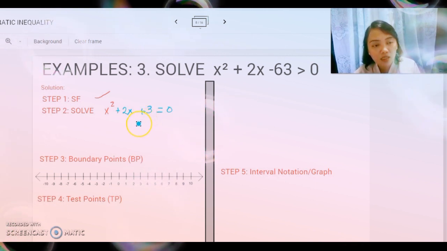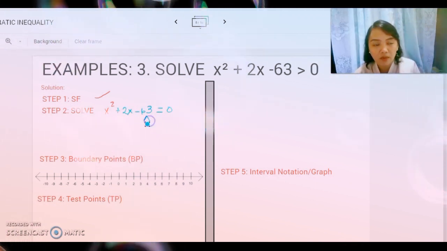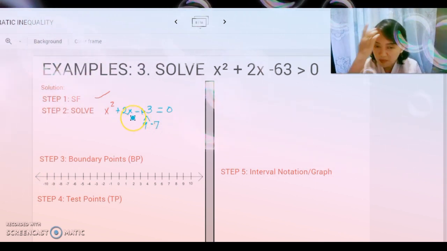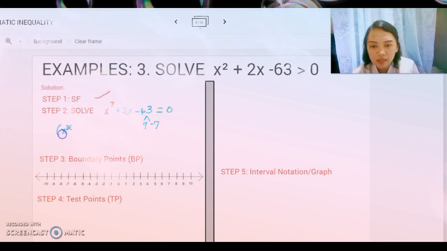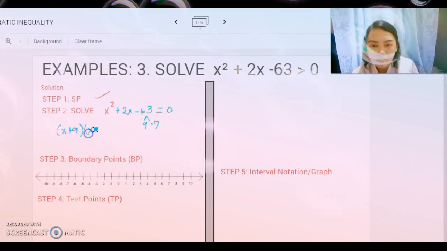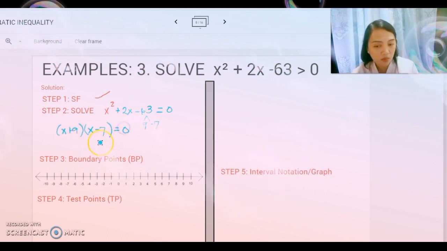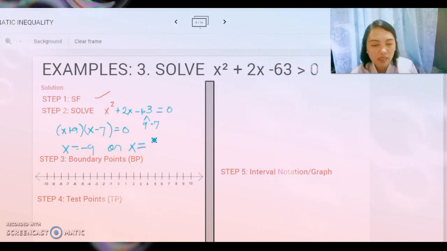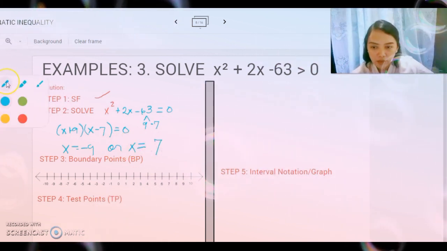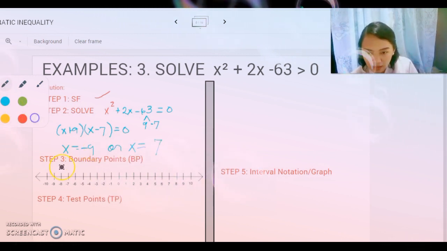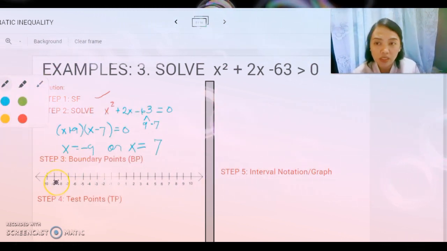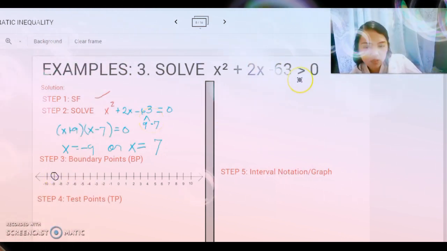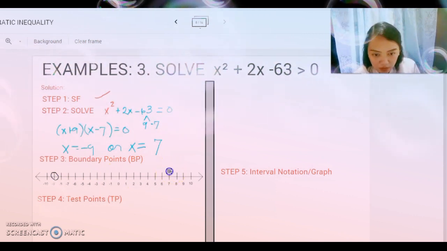So, si 63, anong factor si 63? Kapag pinag-add, positive 2 ang kalalabasan. So, pwedeng positive 9, yung isa negative 7. Si 9 times 7 is 63, di ba? Okay, so the factors are x plus 9, then the other one is x minus 7 is equal to 0. So, x is equal to negative 9 or x is equal to positive 7. So, if we are going to write the boundary points, so negative 9, nasan si negative 9? Ito, open ba siya or closed circle? Okay, open lang. Kasi, lang si greater than, walang equal to sa baba. And then, positive 7. So, nandito.